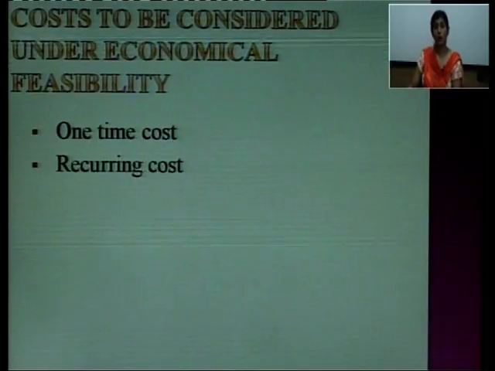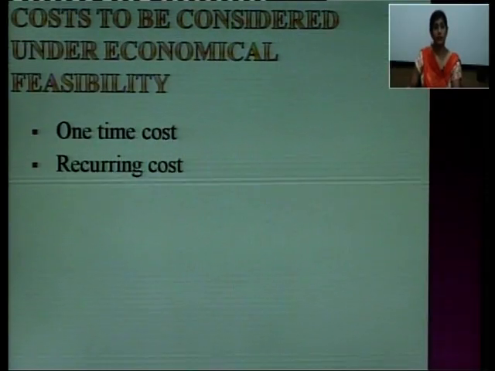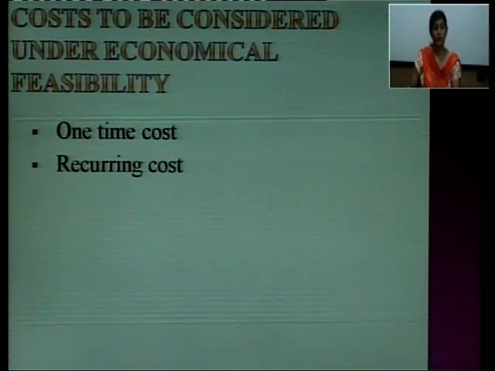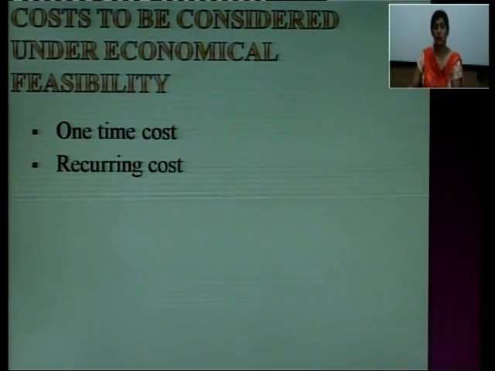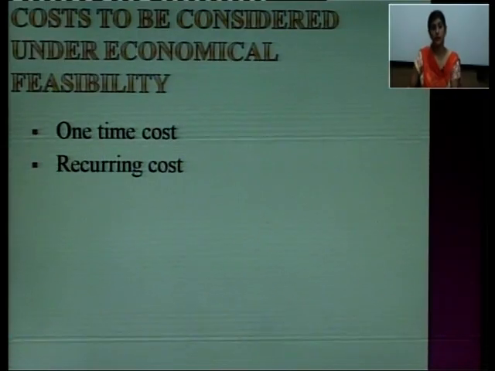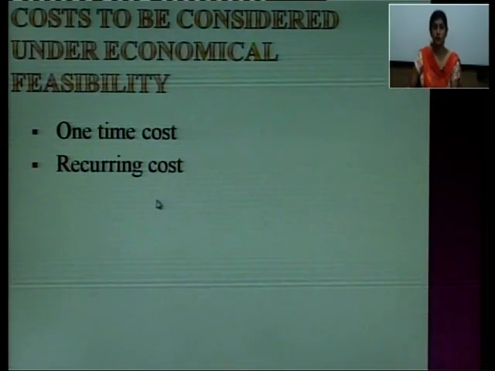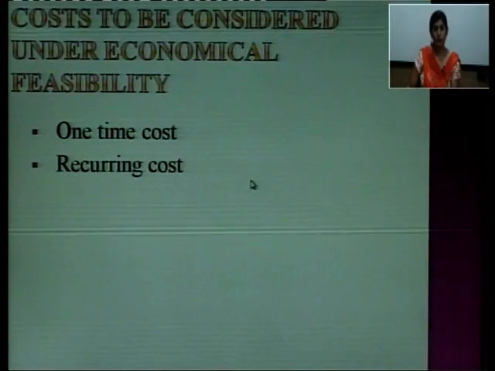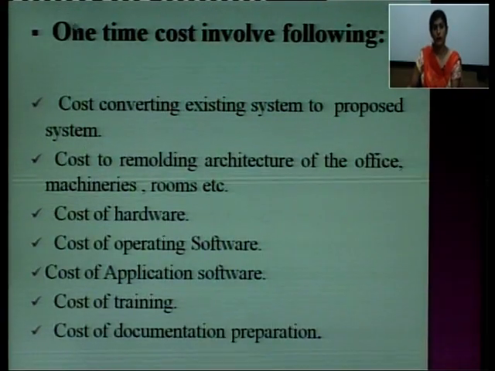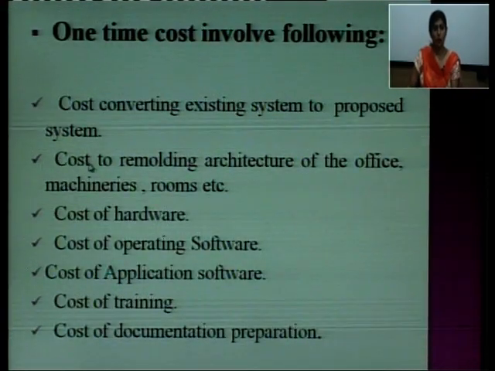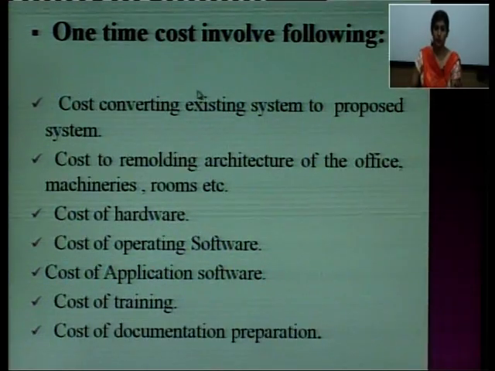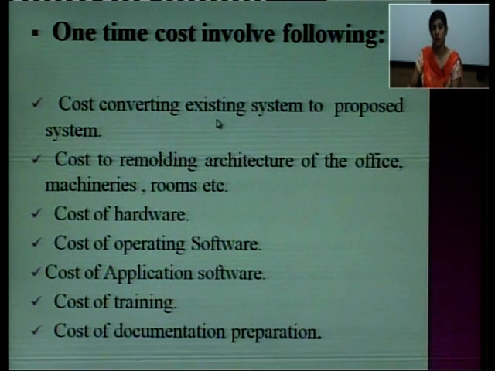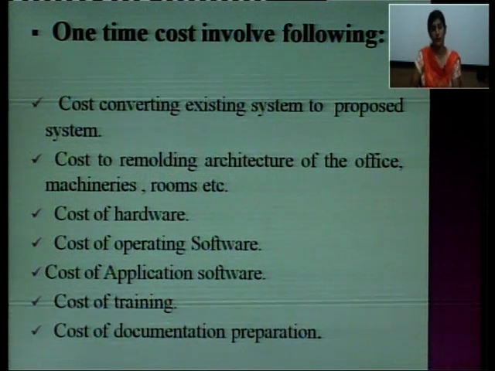Now, costs to be considered under economical feasibility are one time cost or recurring cost. One time cost, as the name implies, means the cost that we spend only one time, and the recurring cost is what we spend time and again. Now, one time cost involves the following: cost of converting the existing system to the proposed system, meaning we have some existing system, we want to modify that system, that is the proposed system.